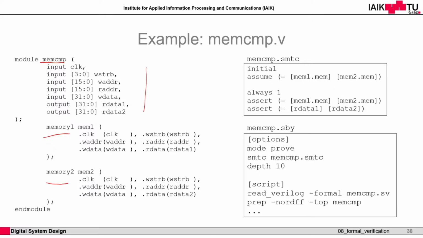Since they both implement the same behavior, they also have the same inputs. So you connect all the same inputs, and then you have two different outputs, one read data for the first memory and one read data for the second memory. Now you can create a specification for that. The specification can be embedded in the Verilog code, or it can be written as an external file in SMT-LIB code. Here you create basically an initial assumption on the system, and then your assertion. The initial assumption is that the memory elements of memory 1 and the memory elements of memory 2 are equal. So the initial state of both memories is that they both have the same contents.